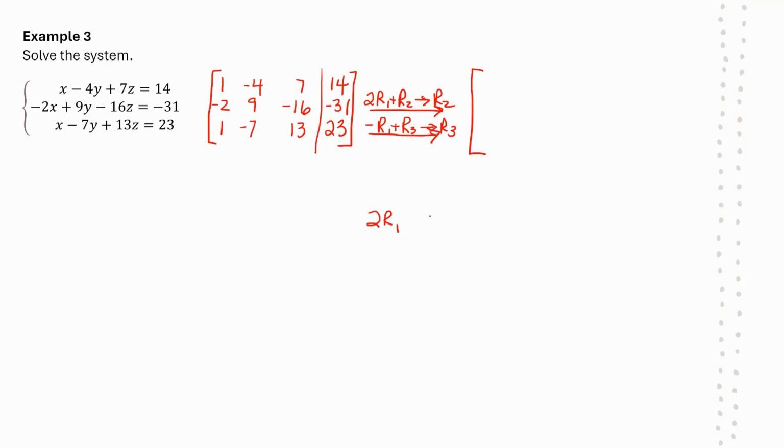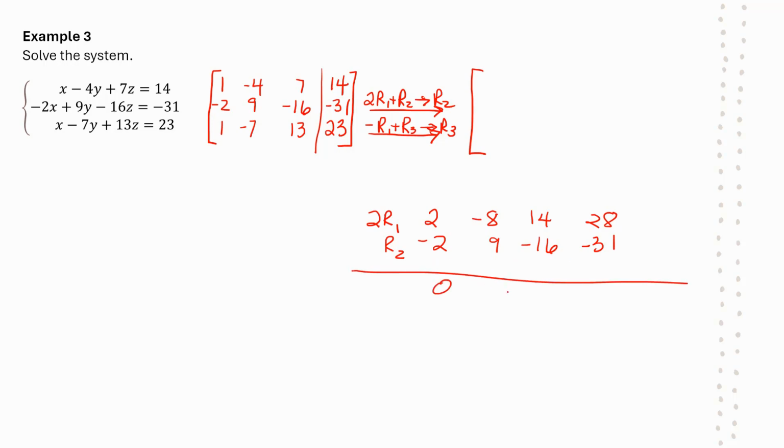R1 is going to be 2, negative 8, 14, 28. And then our R2 is negative 2, 9, negative 16, negative 31. And if we add that up, we have 0, 1, negative 2, negative 3. So that'll be our new second row. So I'll just write the first row because it's not going to change. So the second row will be 0, 1, negative 2, negative 3.